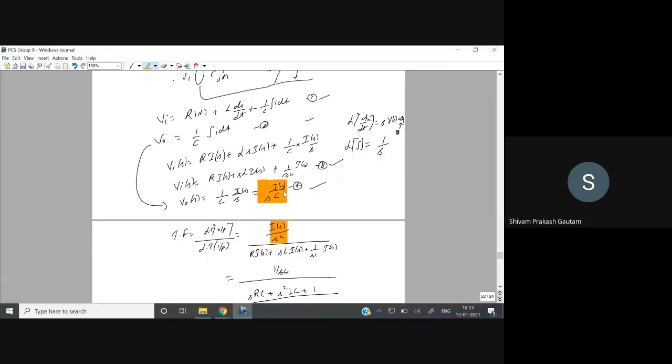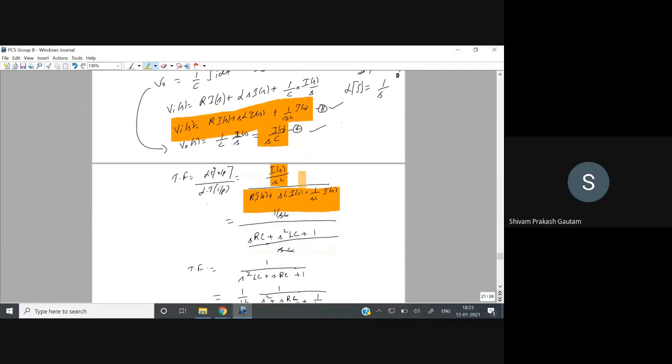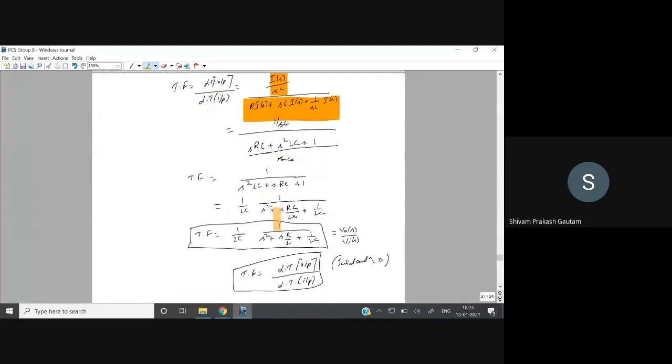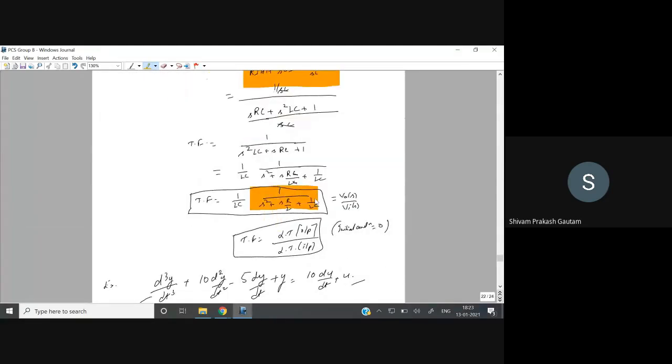You can see here, SC, and the Laplace transform of input. The Laplace transform of input is this equation. So what we have done is simply that, and then I have solved it further, taken S common and cancelled, and then solved it further and further, and finally I am getting this transfer function, right?